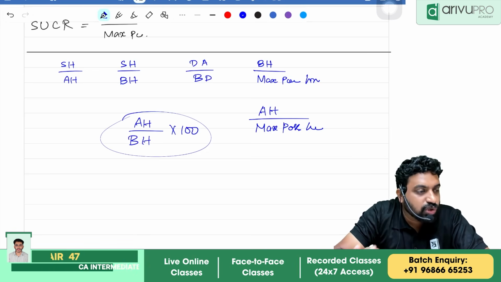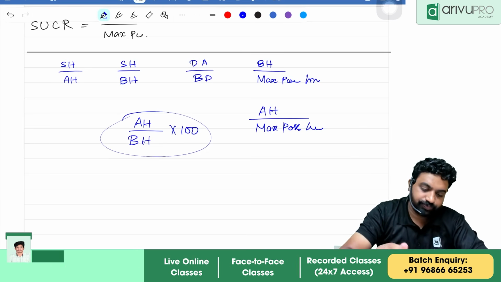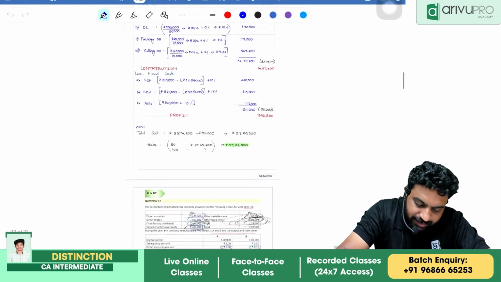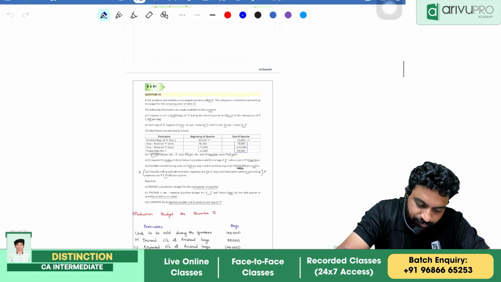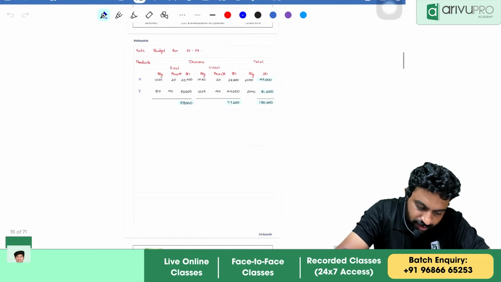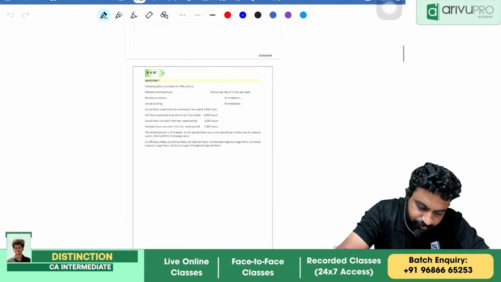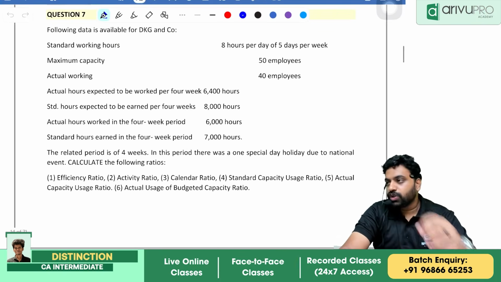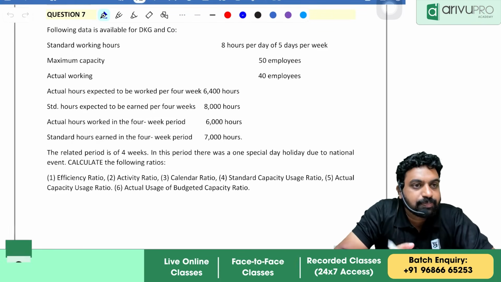Shall we see a few questions based on this? In the material only one question is there. I think it was illustration number 7. Before going to standard costing, we left and went, no? Yeah. Illustration number 7, question number 7 in our material.